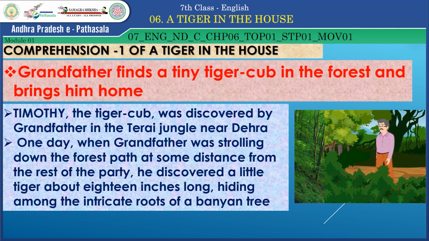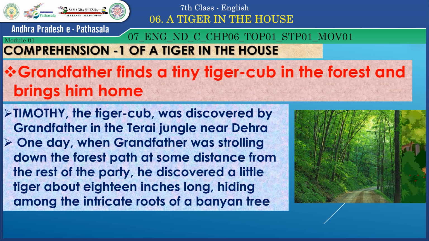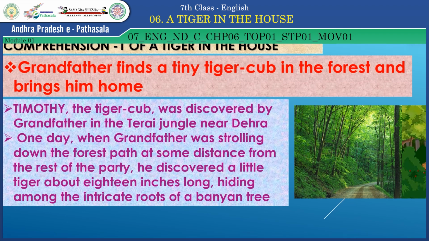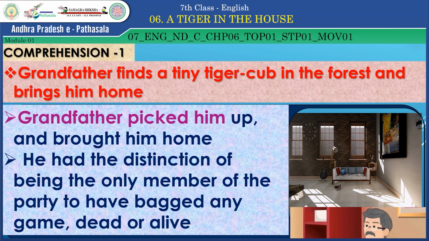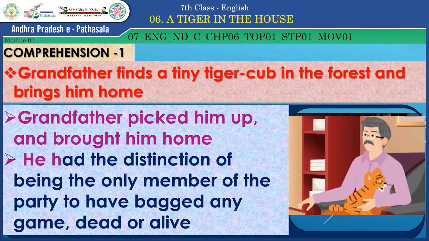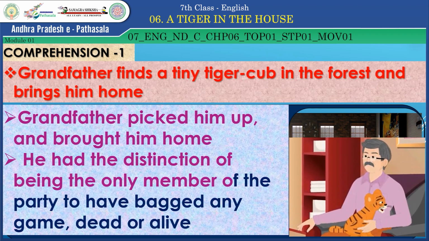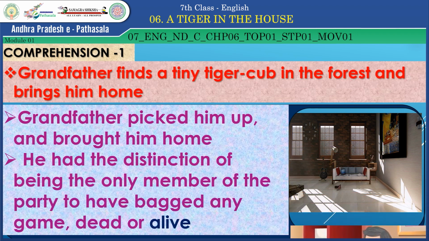Grandfather finds a tiny tiger cub in the forest and brings him home. Timothy, the tiger cub, was discovered by grandfather in the Terai jungle near Dehra. One day, when grandfather was strolling down the forest path at some distance from the rest of the party, he discovered a little tiger about 18 inches long, hiding among the intricate roots of a banyan tree. Grandfather picked him up and brought him home. He had the distinction of being the only member of the party to have bagged any game, dead or alive.